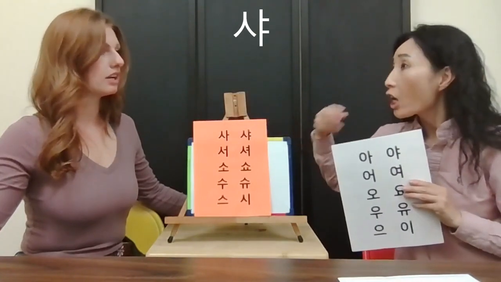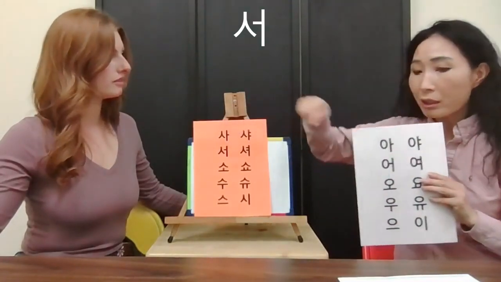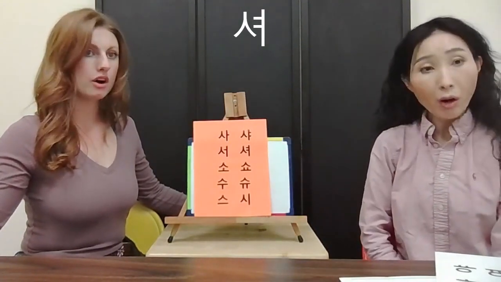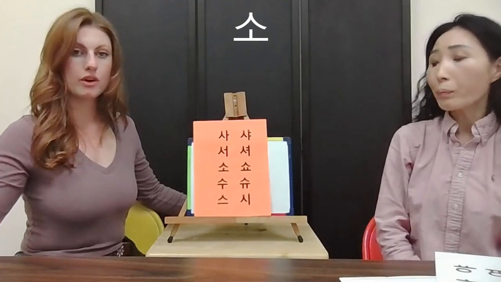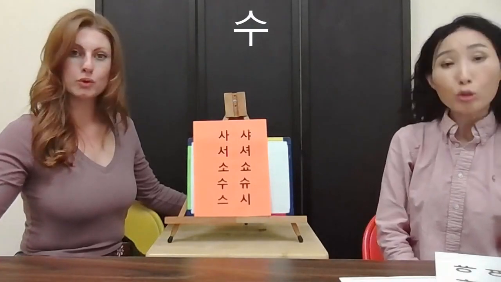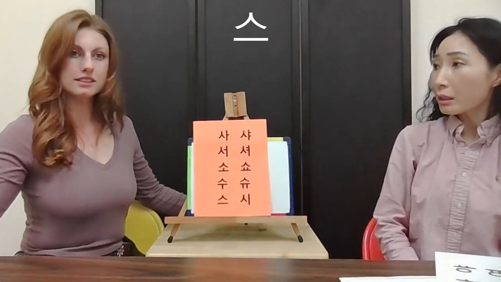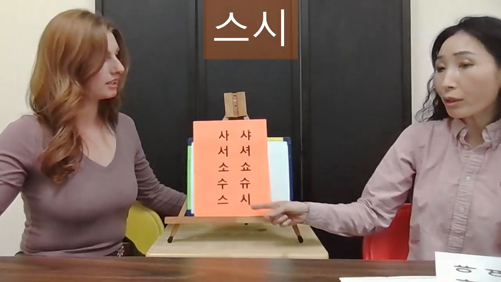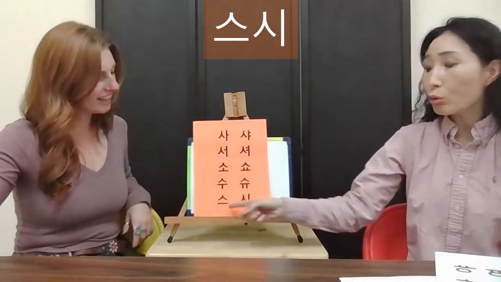This will make the SH sound, sha. How about this side? So. And this one? Sha, SH sound. This one? So. Next one? Sho. This one? Su, and this one? Shu. Last one? Si. And last? Shi. When you read this together, sushi. When you go to Korea, we write sushi like that.